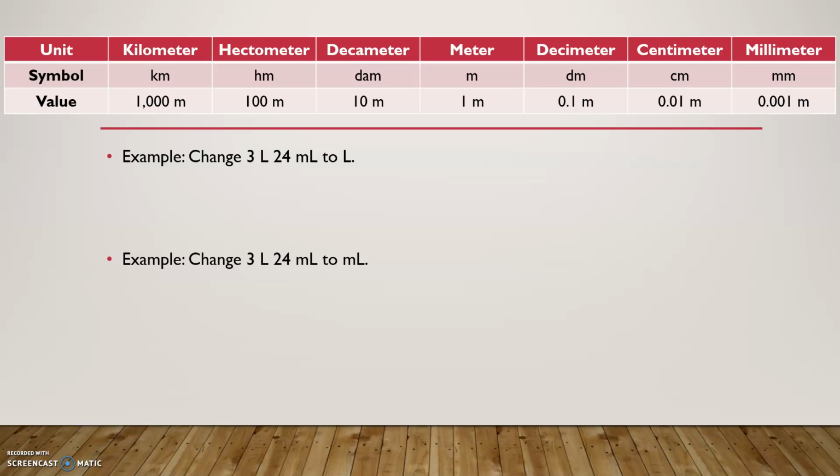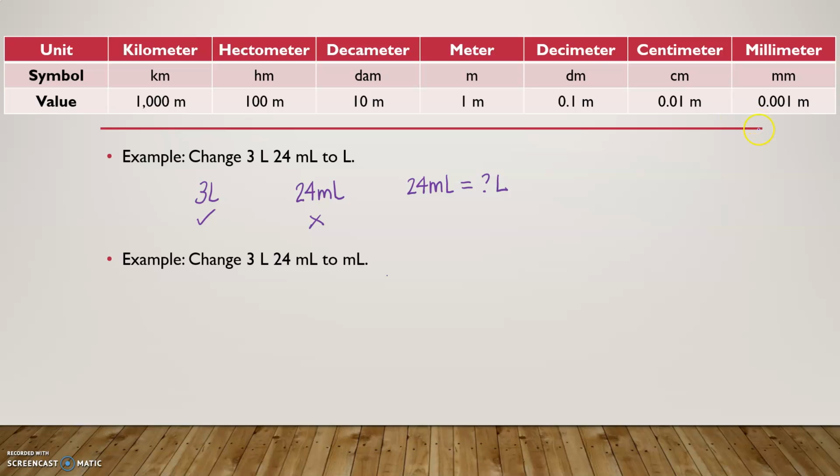All right, so now we're going to change 3 liters and 24 milliliters to liters. It's not uncommon to see a measurement that has 2 different units being used. I've got liters and I've got milliliters, and I want to change it to just liters. Well, if I break this down, I've got 3 liters and I have 24 milliliters. This one's good. It's already in terms of liters, but this one is not. I need to change milliliters to liters. So I need to change 24 milliliters to liters, and I want to say it's how many liters.